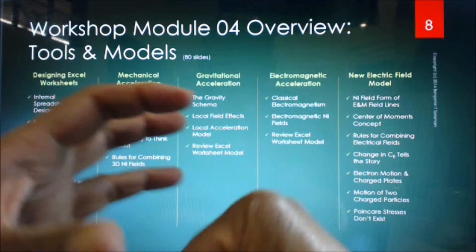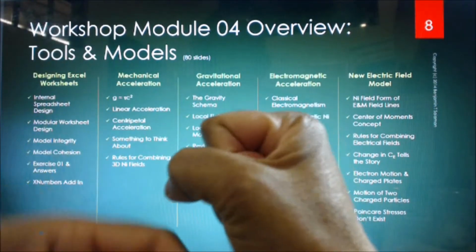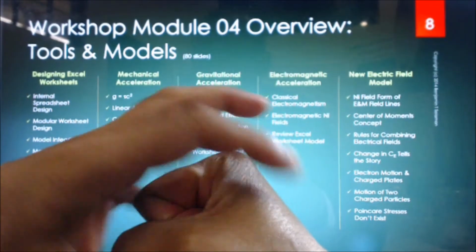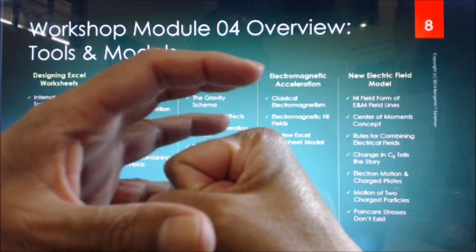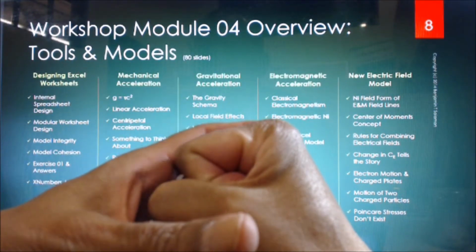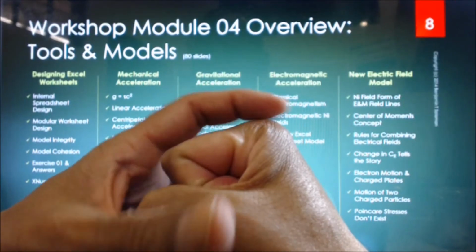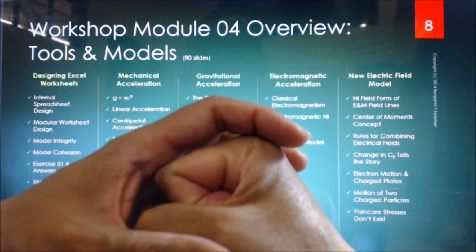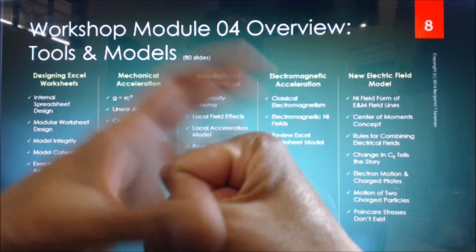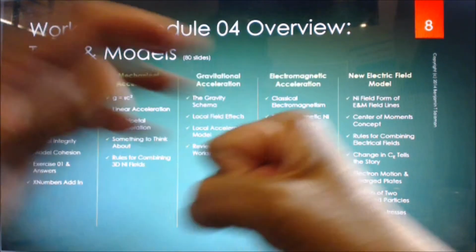What are Poincare stresses? Electron has electric field coming out, and these fields are repulsive, and very strong forces are acting on the electron. And so, to counter those electric field repulsive forces, there are stresses called Poincare stresses that are acting on the electron. And what I'm saying with the new electric field model is that these Poincare stresses go away. You want to know how? Attend the workshop.